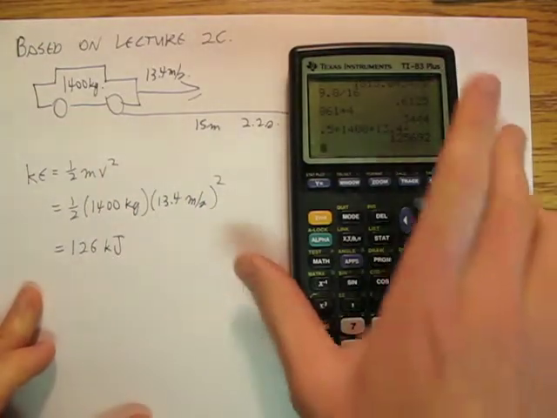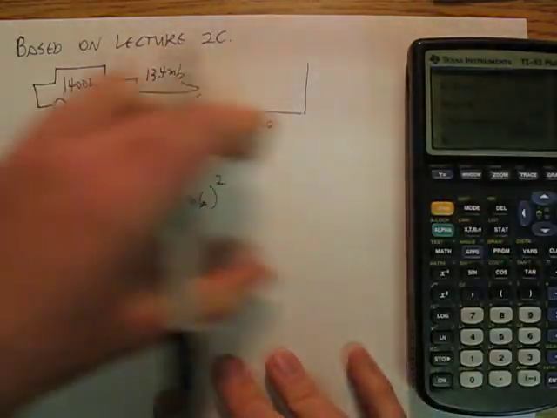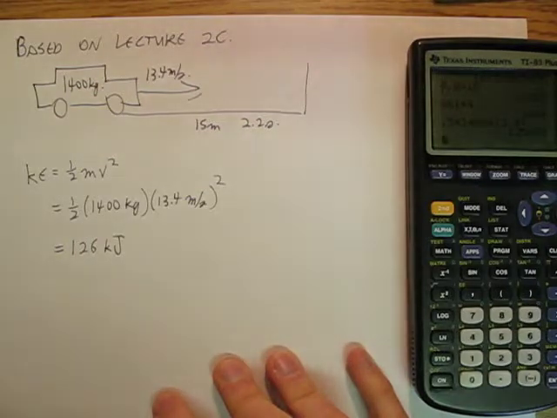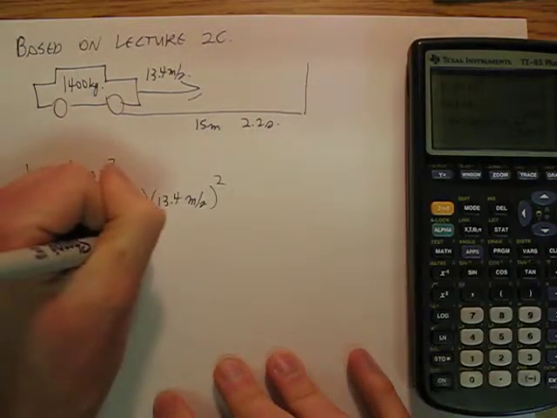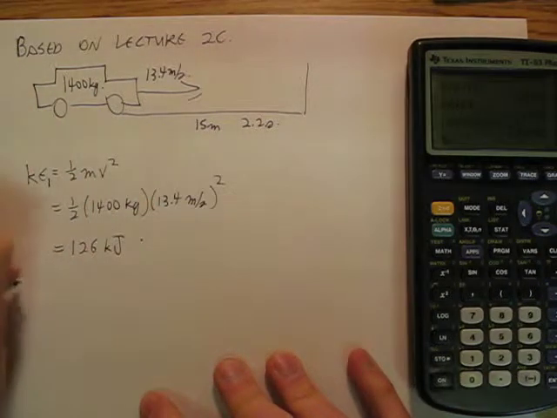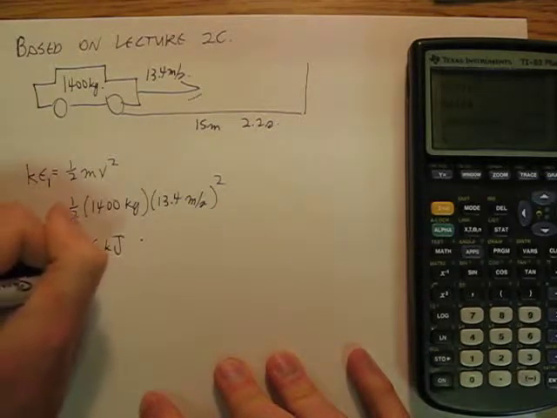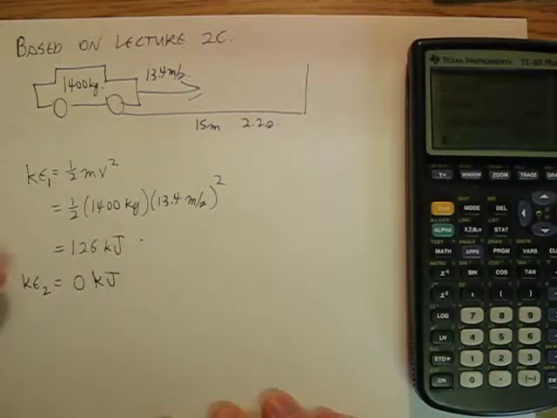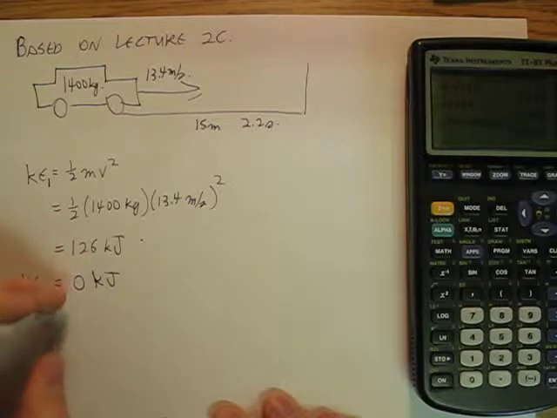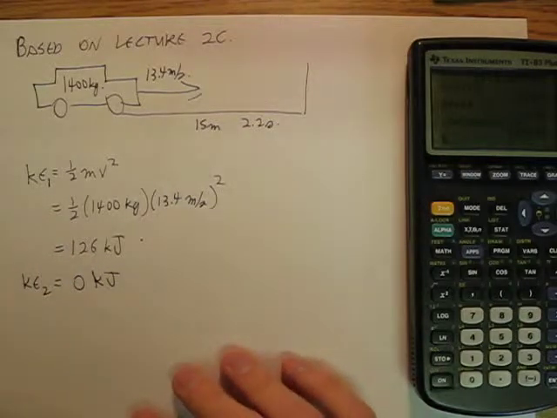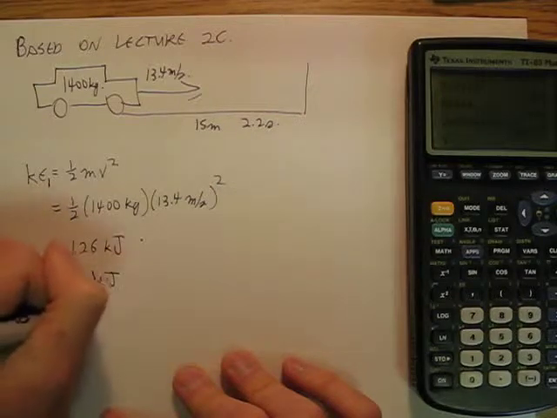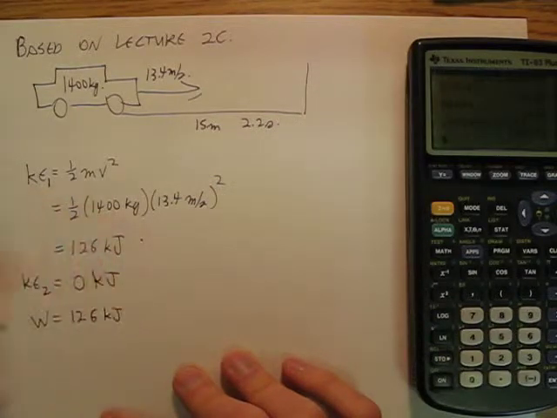Okay, so then when I come to a stop, how much kinetic energy am I going to have when I'm stopped? Well, when I'm stopped, my kinetic energy is going to be 0 kilojoules. Well, how did I get from 126 kilojoules to 0 kilojoules? Well, I must have done work. How much work did I do? The work that I did was 126 kilojoules.